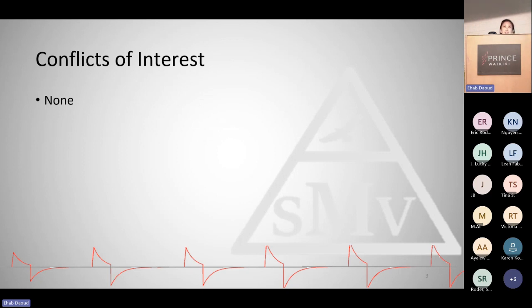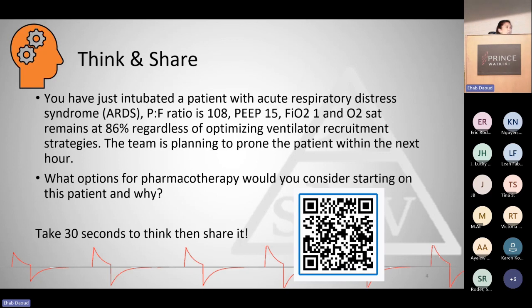Brain thinking a little bit now. I'm going to give you a think and share type of exercise. This is the case. There's an intubated patient in acute respiratory distress. PF ratio is 108, peak 15, FiO2 of 1. O2 sat remains low at 86 regardless of optimizing ventilator recruitment strategies. The team is planning to prone the patient within the next hour.